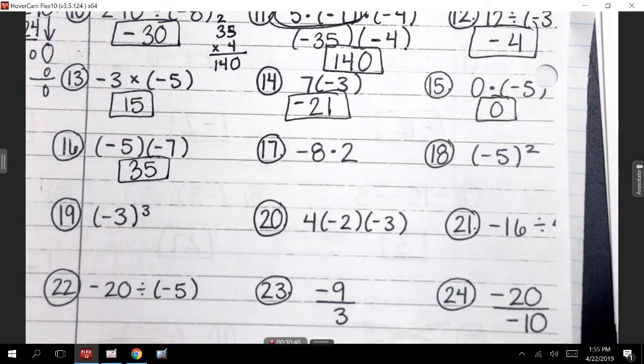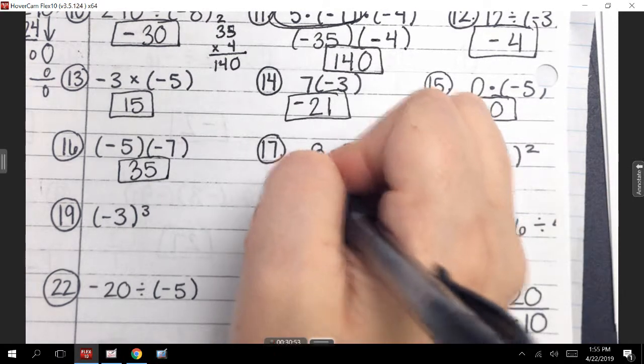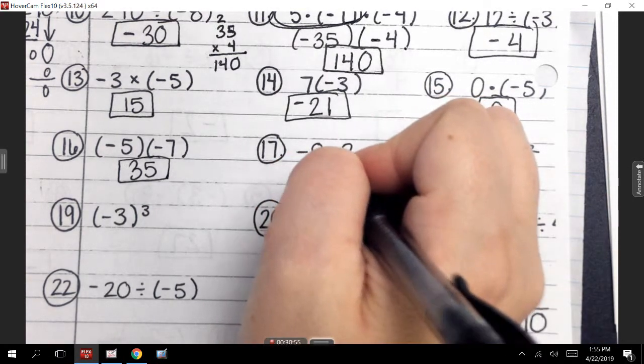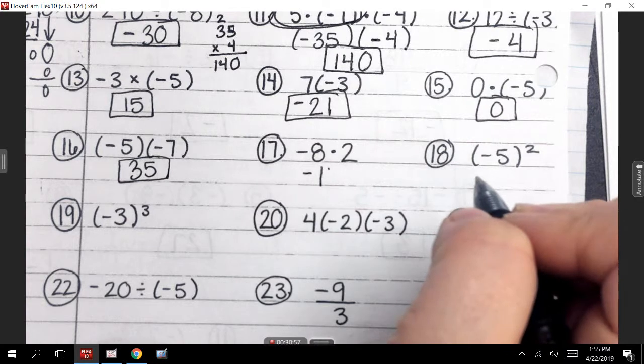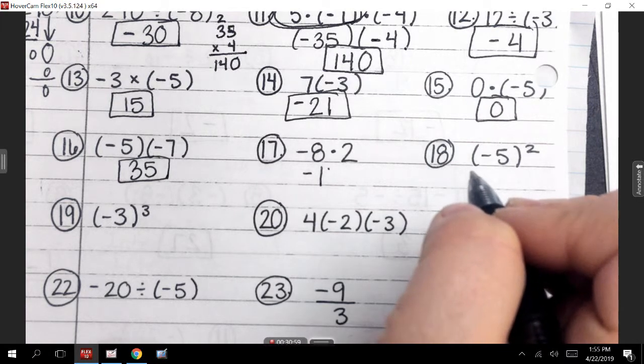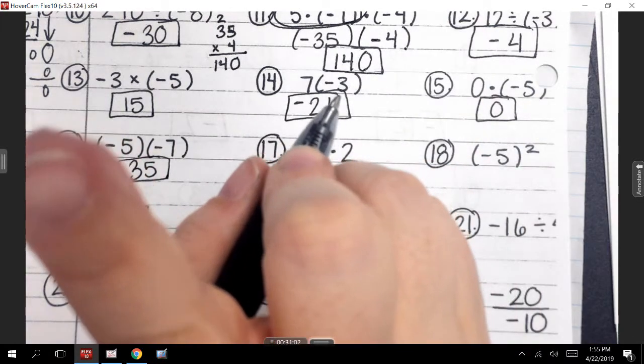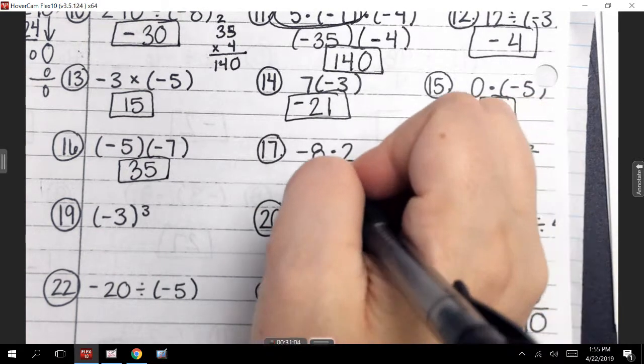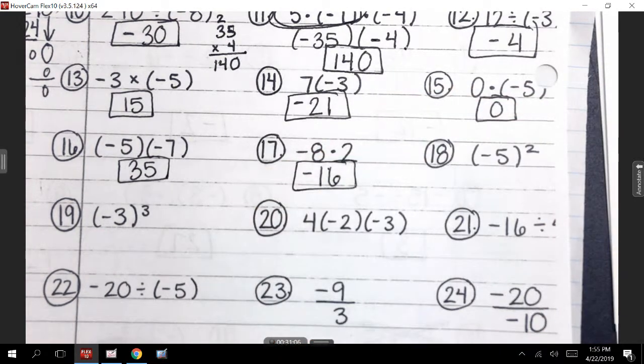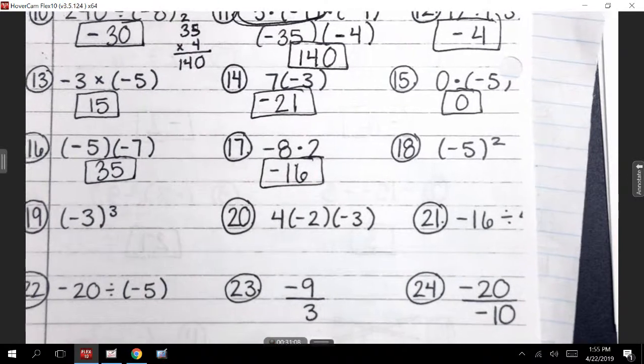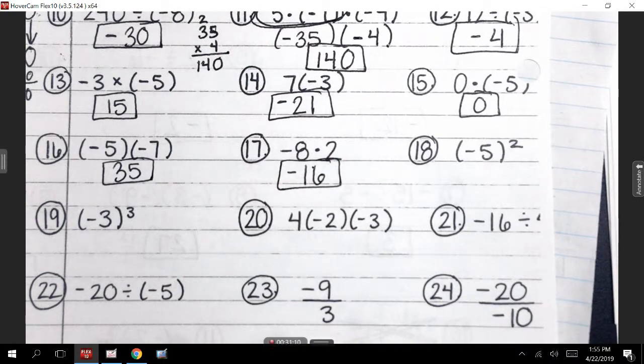Okay. Angel, on number 17, am I going to get a positive or a negative? A negative. And 8 times 2 is? It's okay. Very good. Negative 16. Awesome. All right, it's always hard to do math when the pressure is on like that.